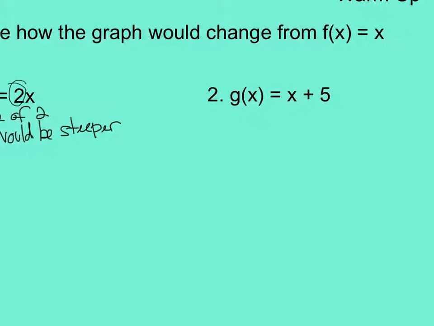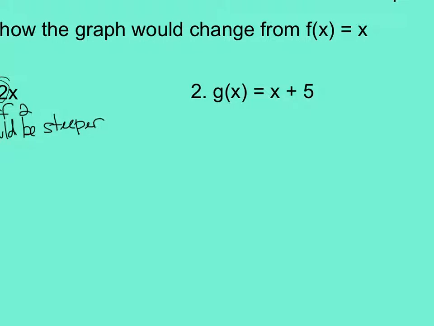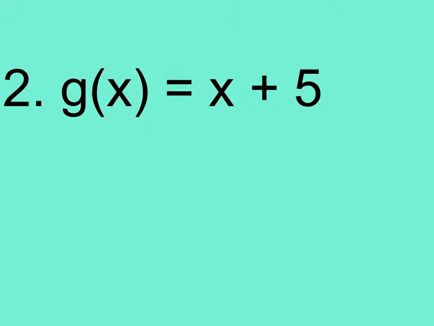Looking at question number 2, so again, the parent function always starts as f of x equals x. So this time, the difference is this number right here. It's a plus 5, so that means it's affecting the movement up and down. The slope hasn't changed in this one.